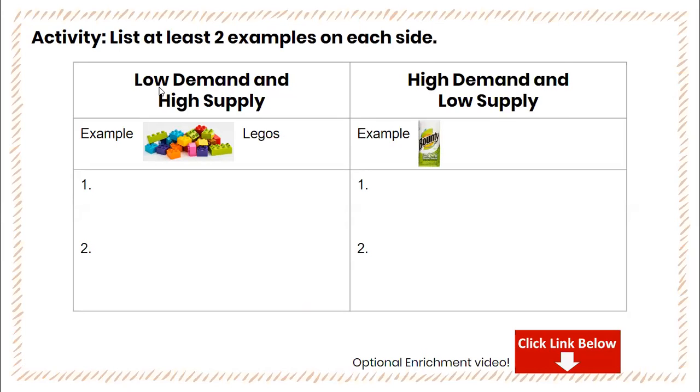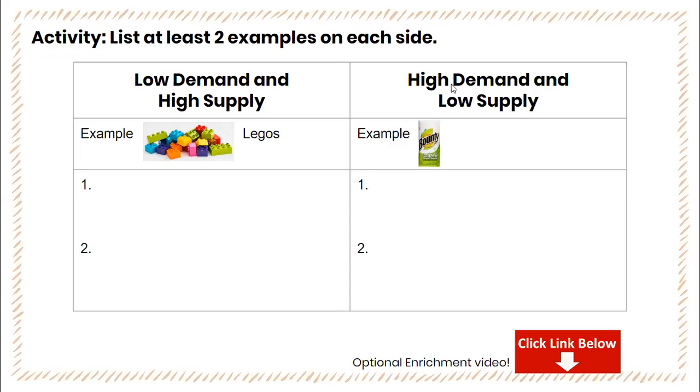For example, what would be something that's low in demand, so high in supply? One example are toys like Legos. You can always find Legos at the store. You will always see them on the shelf. That means there is a high supply for Legos and a low demand.